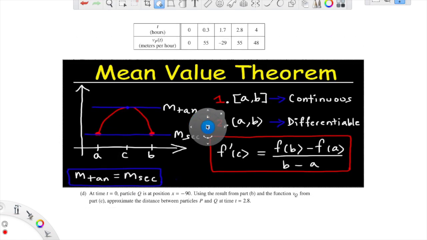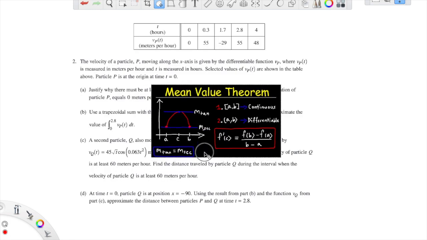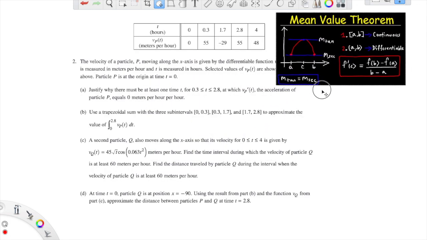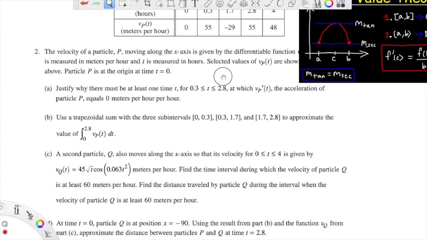And again, for the mean value theorem, I got a little animation or a little graphic. This was made by the organic chemistry tutor, so shouts out to him. Basically explains that if you have an interval that's continuous and differentiable, then you have a point on the interval such that f prime of that point equals the slope of the secant line of the interval. If you look at this graphic here, it's basically saying that at some point in the interval a to b, the tangent line is going to be the same as the secant line. Pretty cool stuff.